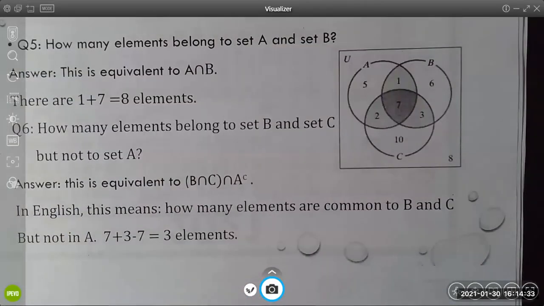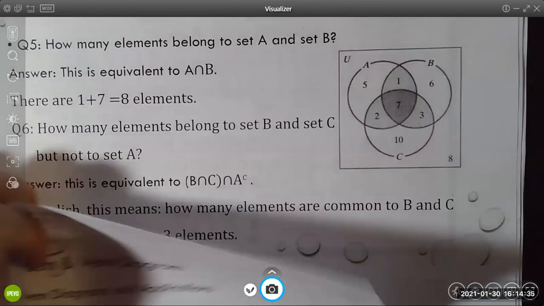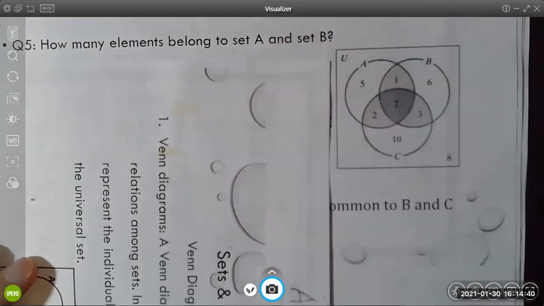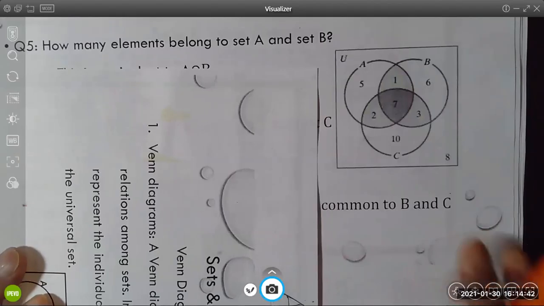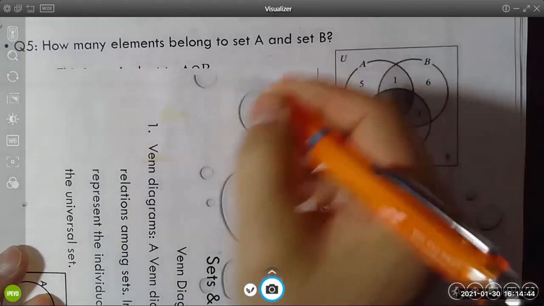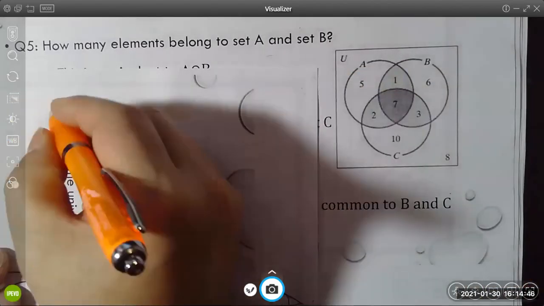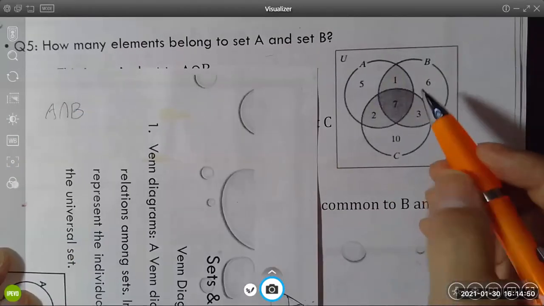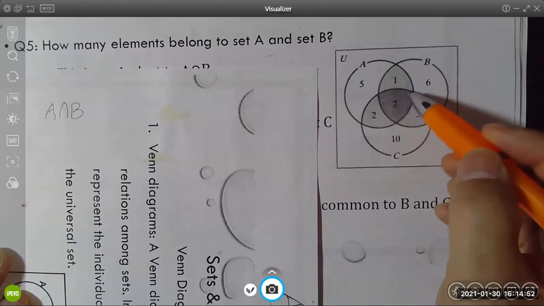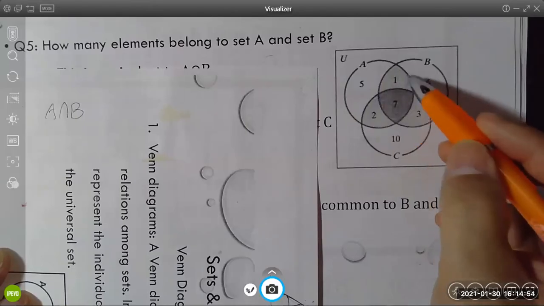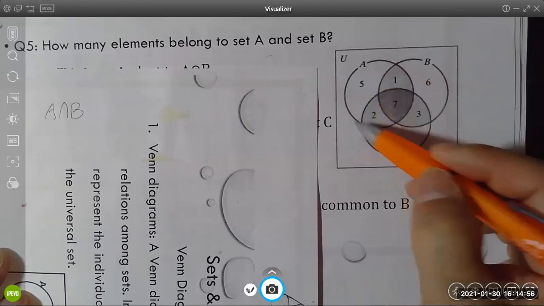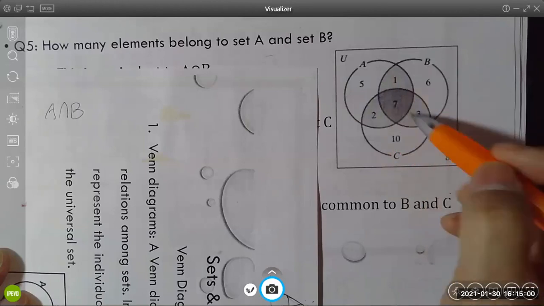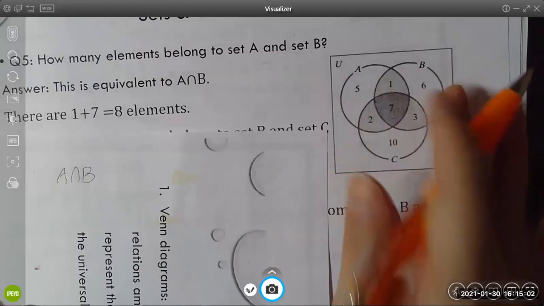Now question number 5. How many elements belong to set A and set B? I guess most people can answer this question now. "And" is equivalent to intersection. The intersection between A and B, this area, set A, set B. So 1 plus 7, and that is 8 elements.